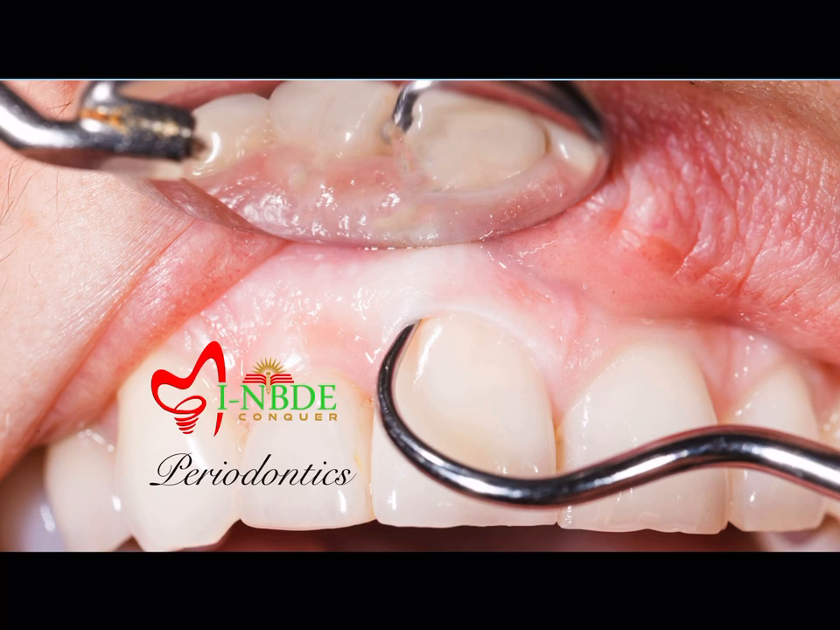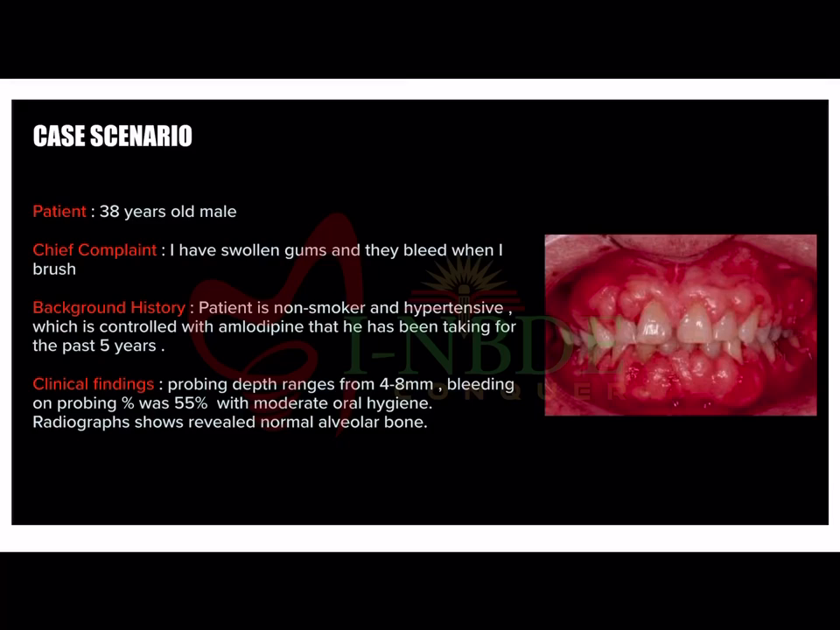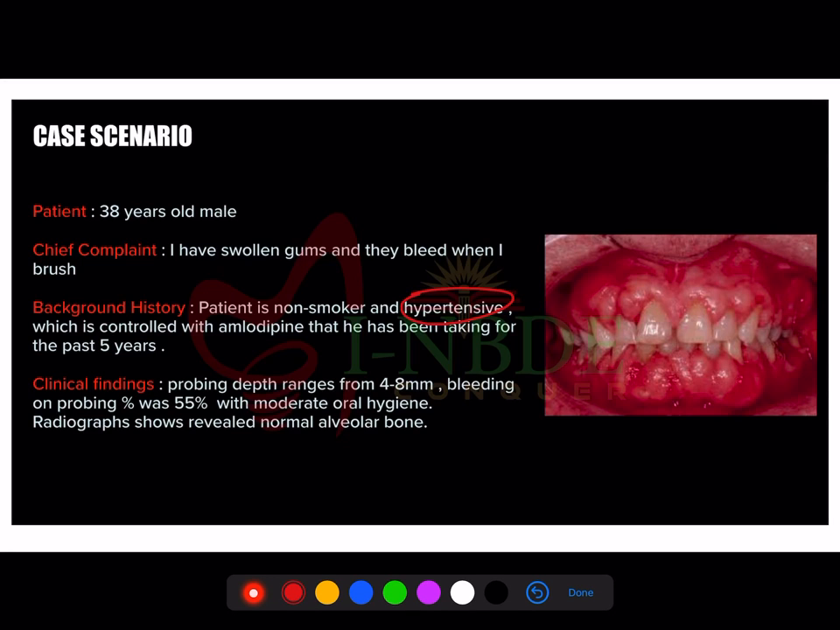Now I'll have one more case-based discussion. Going into the case scenario, a 38-year-old male patient having a chief complaint of swollen gums and bleeding when he brushes. The patient is a non-smoker but hypertensive, make a note of this, and is under medication with a particular drug. The drug name is important, from the past 5 years.